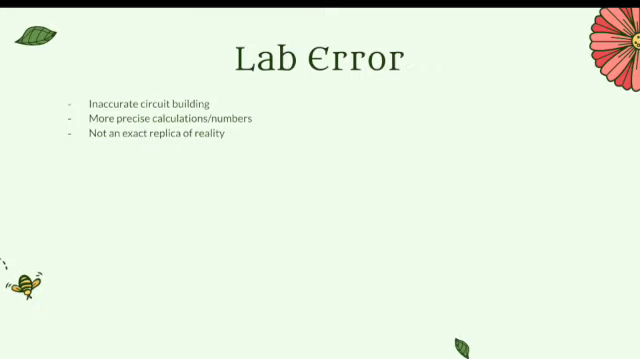Finally, some errors that could have been present in the lab that skewed the results were inaccurate circuit building, less precise numbers, because it only rounded to 2 decimal places, and then, once again, not an exact replica of reality.